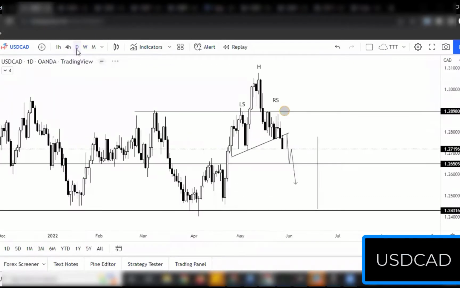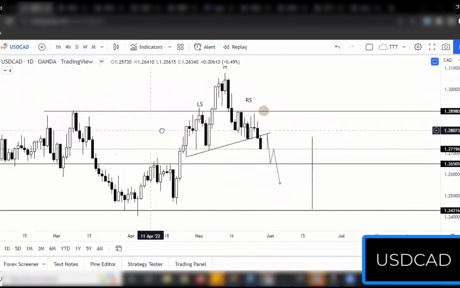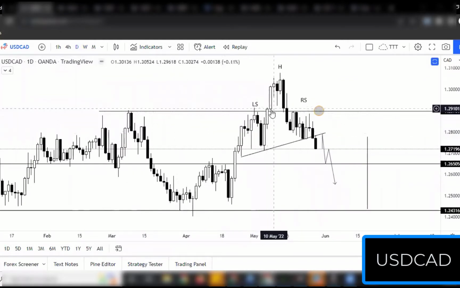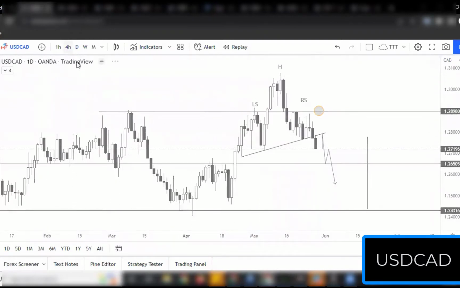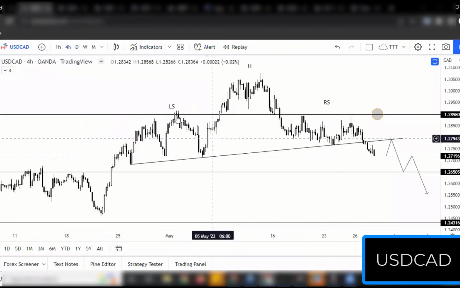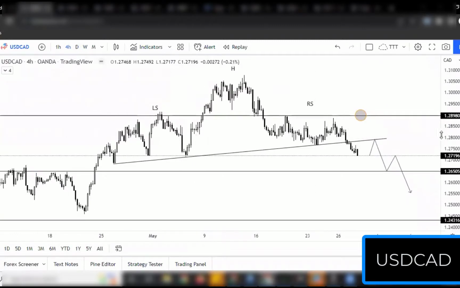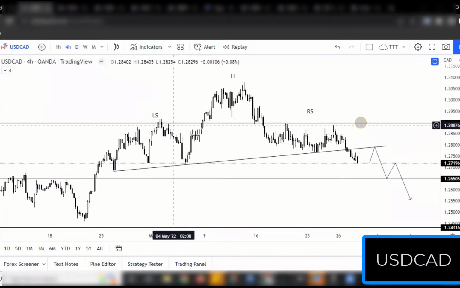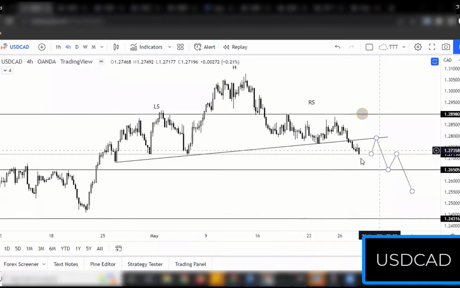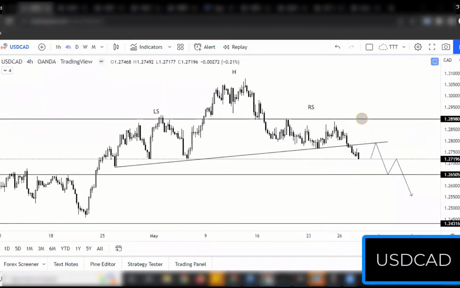Well, if you see, this was the breakout area, and then the price couldn't sustain above it, and we see a break below from this breakout region again. Now if you move to the 4-hour time frame, this is not a perfect head and shoulder, but you can still consider this a head and shoulder pattern, and the price just broke through from it. Now I'm expecting a downside from this pair.